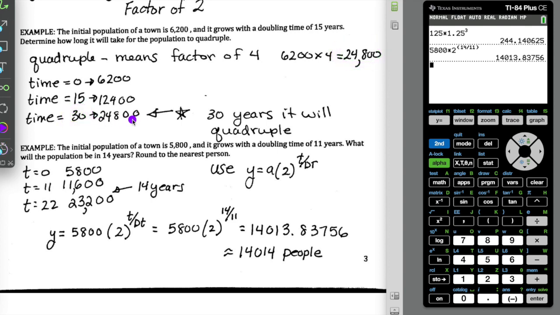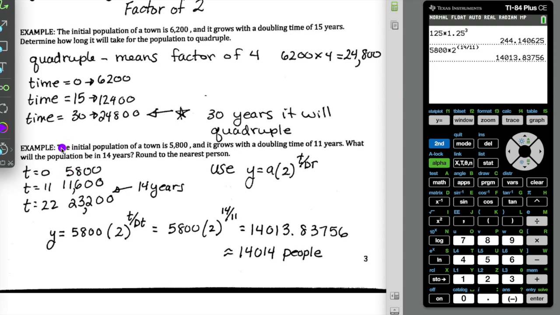Now, another way to look at that is if it quadruples, that means it doubles twice, which means I have 2 doubling times, which means 15 and 15, which will be 30 years. So that's another way you can look at it if you can do that quickly in your head.